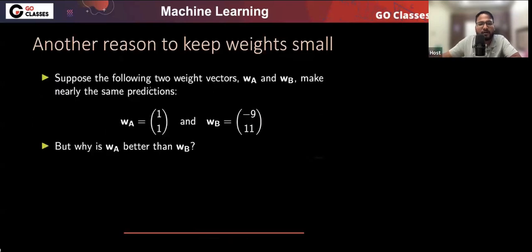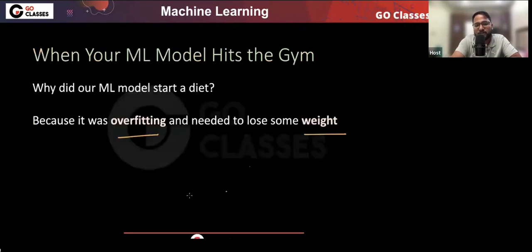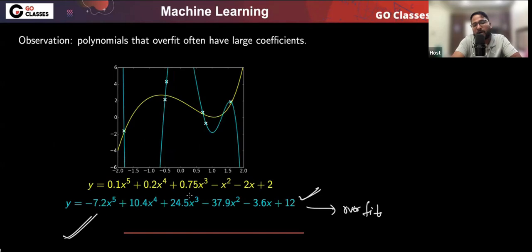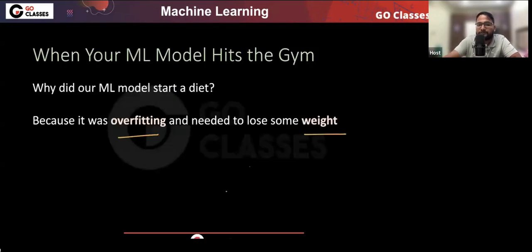Great. Now let's move to the next slide. What they're saying is that there is another reason to keep the weights small, right? What is the other reason? One of the reasons we have seen is that if the weight coefficients are larger, then they tend to overfit. Or in other words, if this is an overfitted model, then the coefficients are large. But there is one more reason.